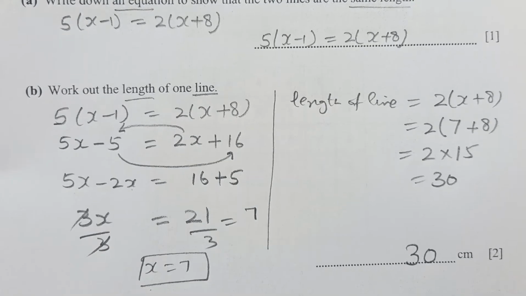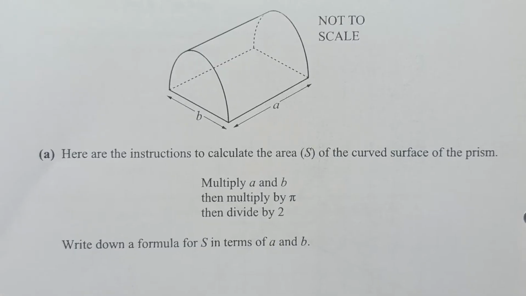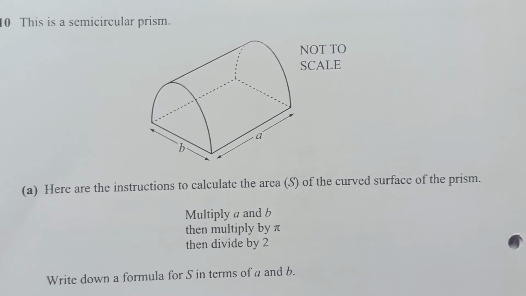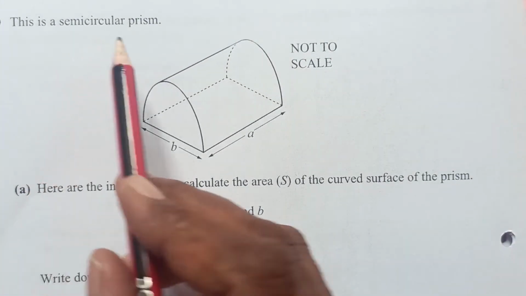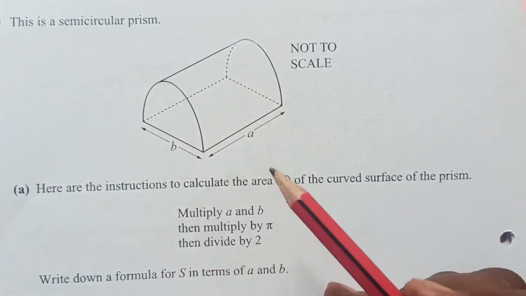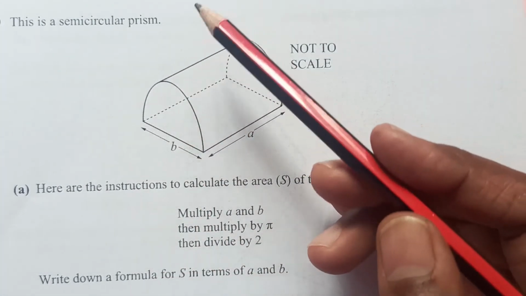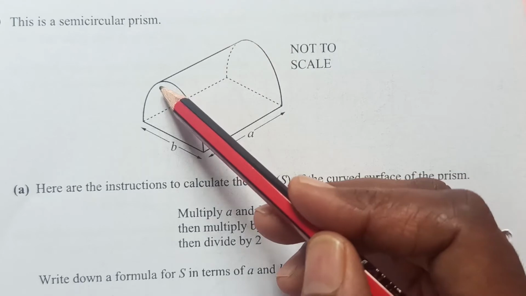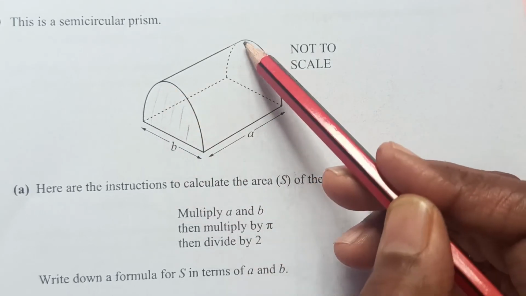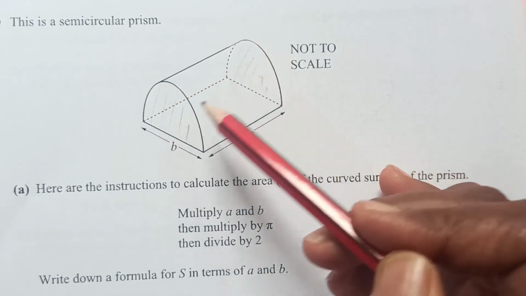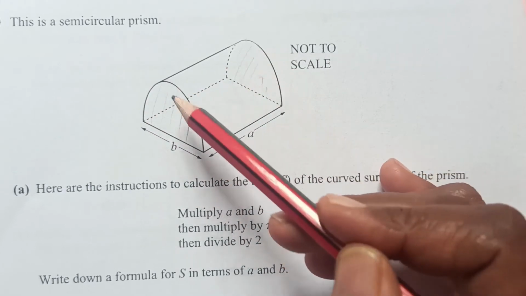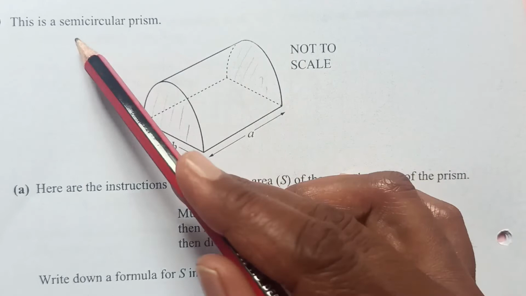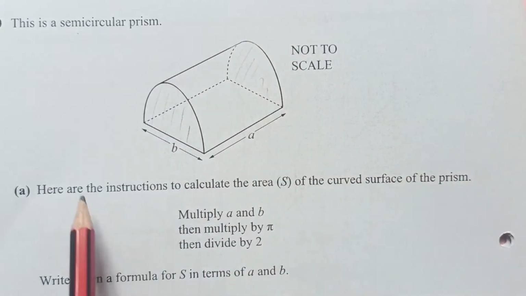So let's see the next question. Oh, here is another question. Seems interesting. This is a semicircular prism, right? Now what is a prism? A prism is like a shape having two parallel sides which are with the same shape. So here we have semicircles on both sides and they are parallel to each other. So that's why its name is semicircular prism.